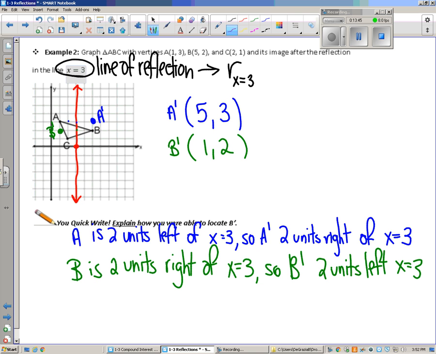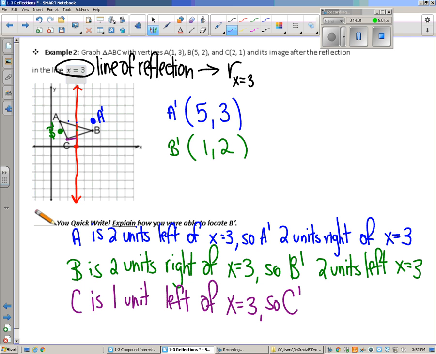Our last point to go is point C. You can see that C is 1 unit to the left of the line of reflection. So C is 1 unit left of x equals 3. So C prime is going to have to be 1 unit to the right of x equals 3. So 1 unit to the right of x equals 3 is right here. C prime, you want to plot and label it. That's 4 over, up 1. So C prime is 4, 1.